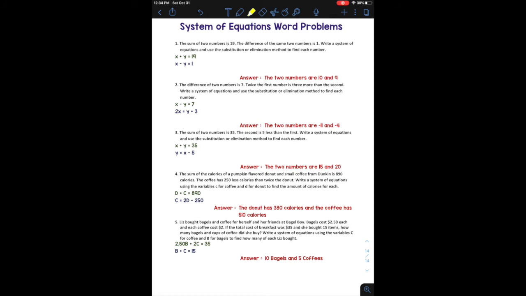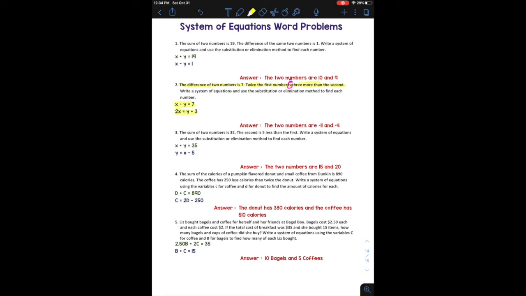In problem number 2, the first sentence is the difference of two numbers is 7, so that would be represented by x minus y is 7. The second sentence is going to give us our second equation. It says twice the first number is. The word is represents equal sign. Twice the first number is going to be 2x. Is means equal sign. And how am I going to represent 3 more than the second? That would be y plus 3.